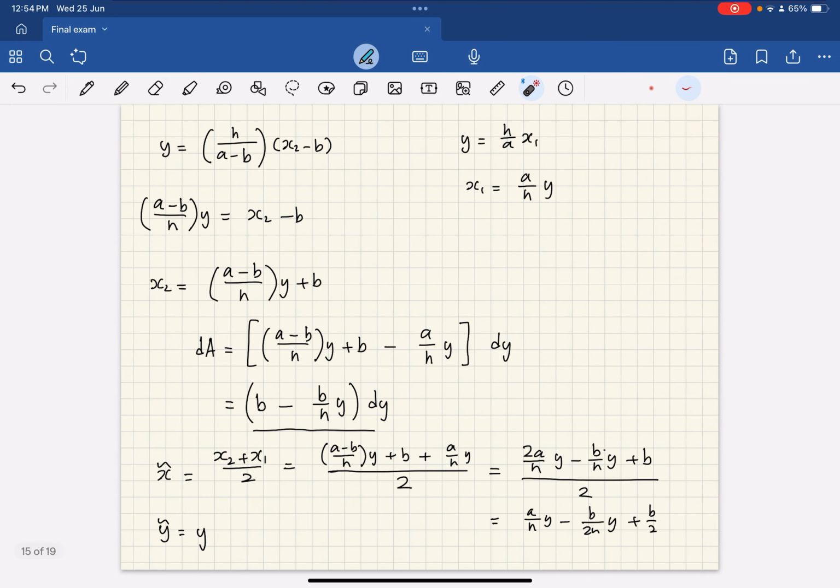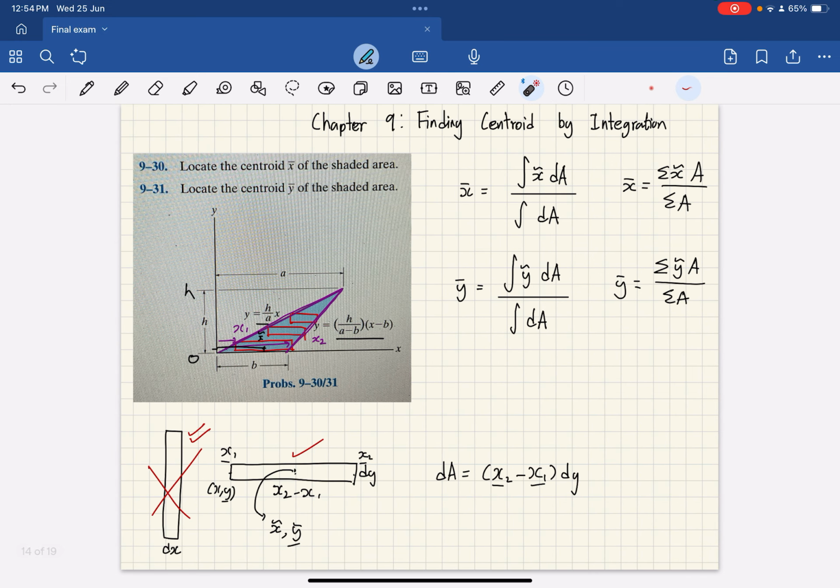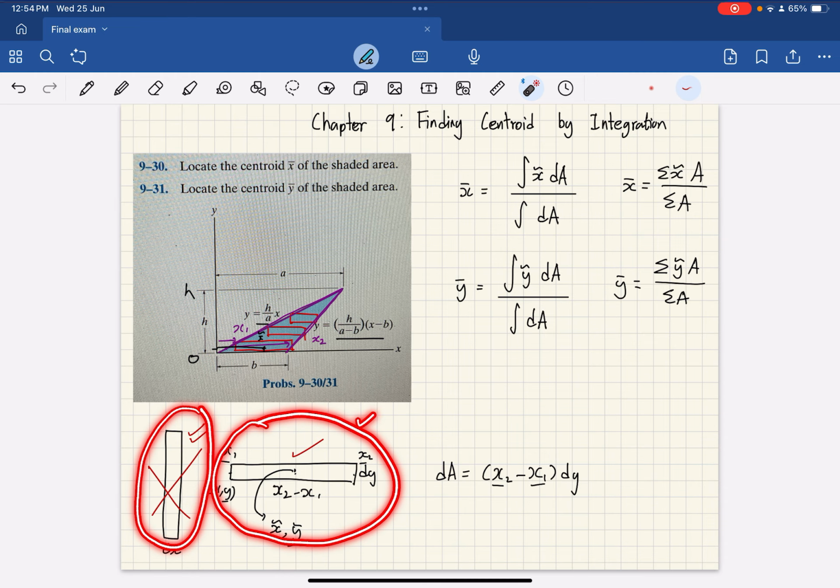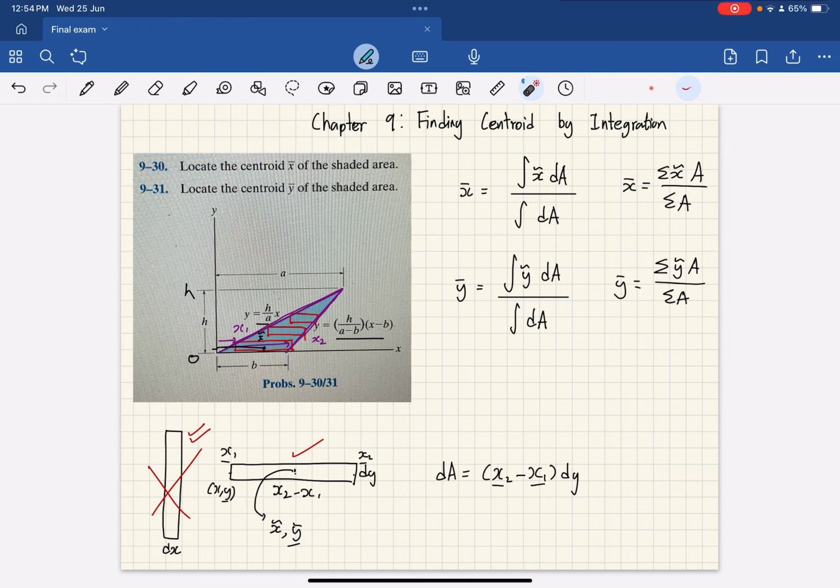So yeah, this is how we attempt to solve this problem. The first thing to always do is to choose the right rectangular element. Because if you choose a rectangular element that is not the correct one, the one that makes your life much harder, then you won't be able to solve this problem within the given time limit for the final exam.